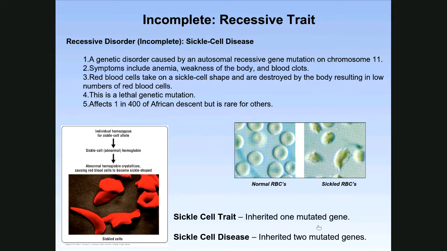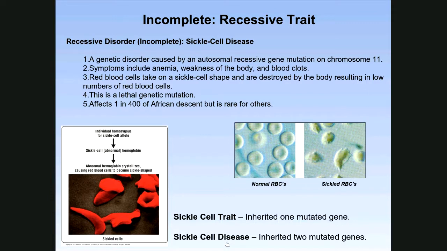Then we have sickle cell disease. I cheated. It falls under what we call incomplete genetic disorders, but I want you to think of it as a recessive disorder. The reason they call it incomplete is because first of all, it's more of a recessive genetic disorder, okay? It's a recessive allele that's associated with causing a genetic disorder called sickle cell disease. If you inherit 2 of these recessive alleles, 2 of these mutated genes, you will have sickle cell disease.